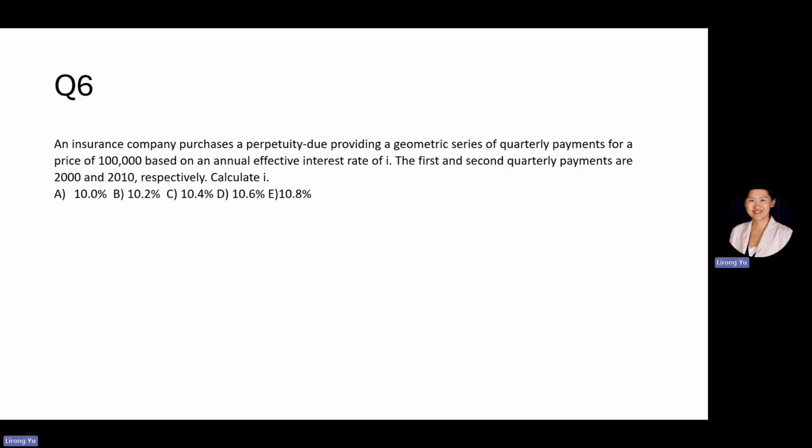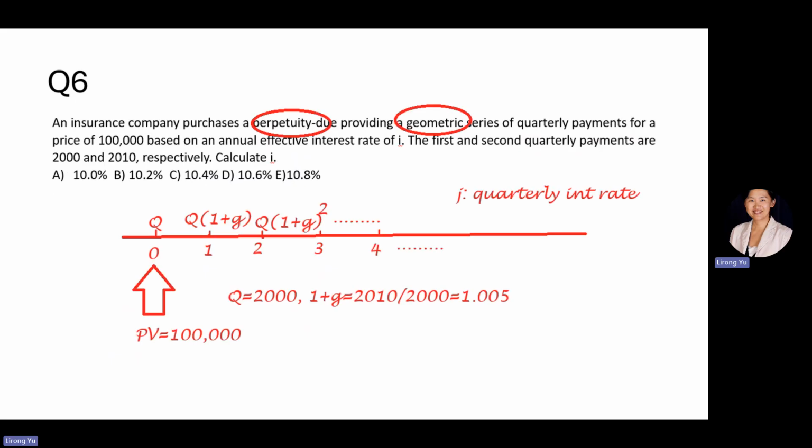The first and second quarterly payments are 2000 and 2010 respectively. We want to calculate I. So let me draw the timeline. It's a perpetuity due. That means the first payment comes at time 0. And assuming the time 0 payment is Q, in this case, Q equals 2000. The second payment is 2010.